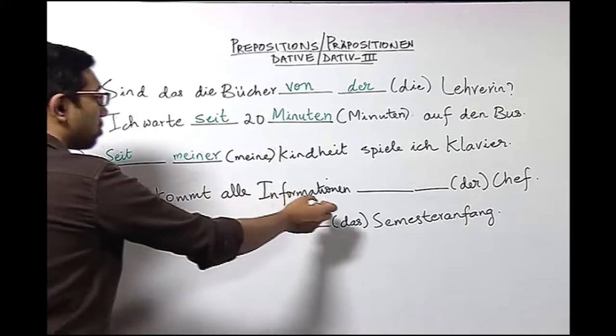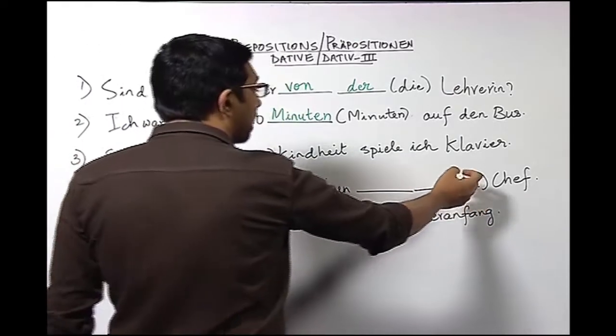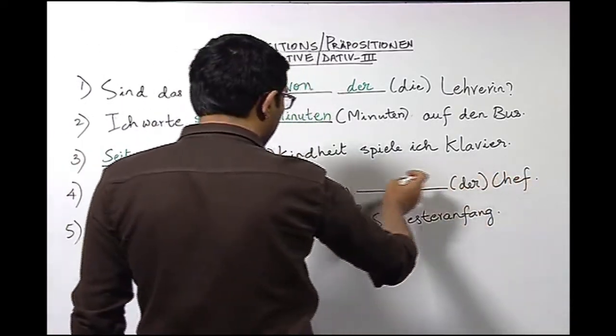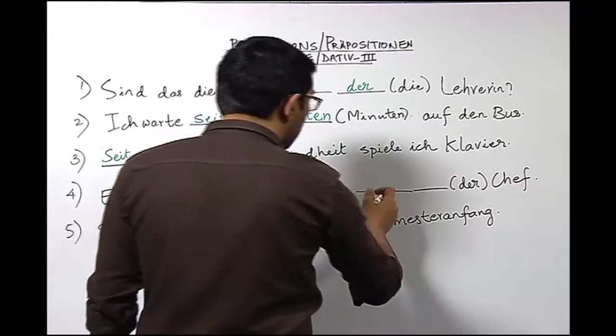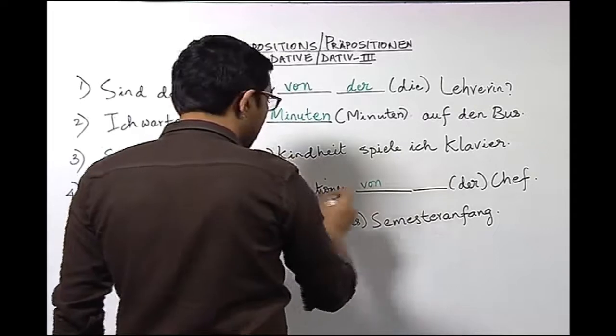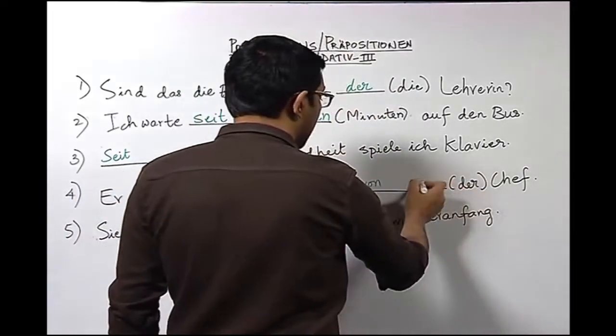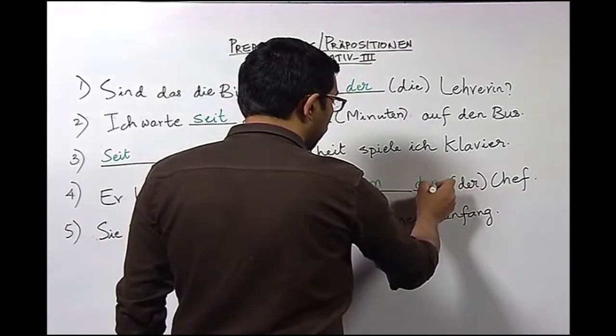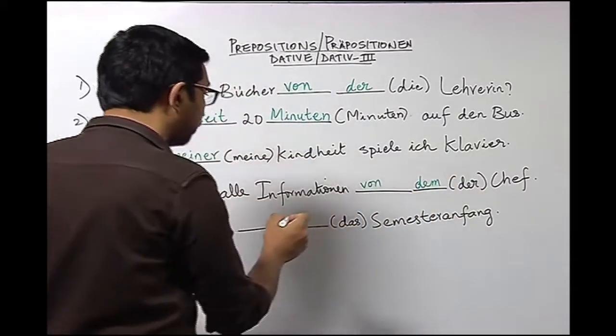Bekommt alle Informationen. Here in bracket we have the article there for the noun Chef. Here we use the preposition von, because von is here like a source, and then you know that there becomes dem, so we write von dem Chef.